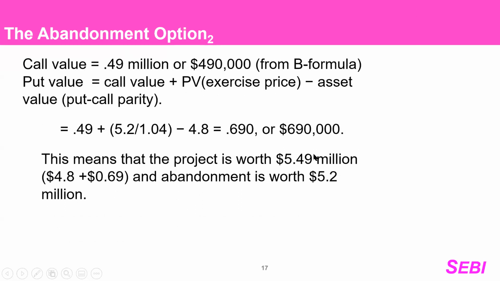So the actual value of the project would be the book value plus the 690,000 that we've worked out for the put option. So instead of abandoning, you have two options. You can abandon at 5.2 million, or the project is actually worth 5.49 million, which is the 4.8 book value plus the value we've put to the put option of 690,000.